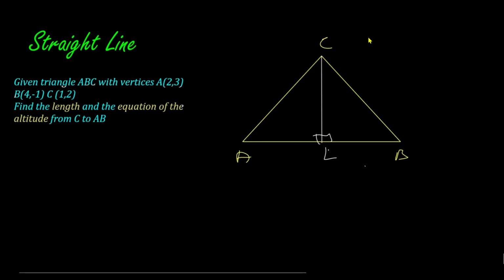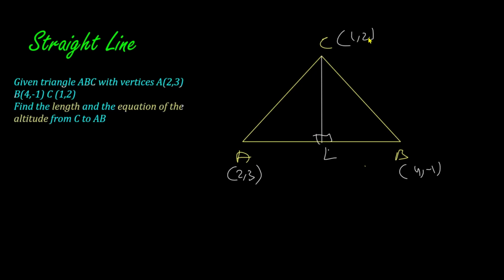The coordinates of C are given as 1, 2 in the question, A being 2, 3. Is it A? Yeah, A is 2, 3. That's correct. And what is B here? That's 4, minus 1.